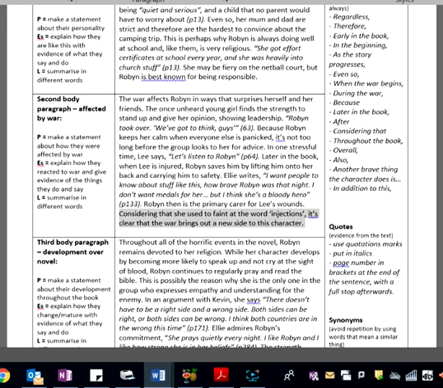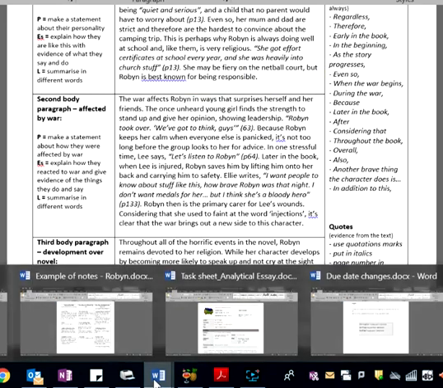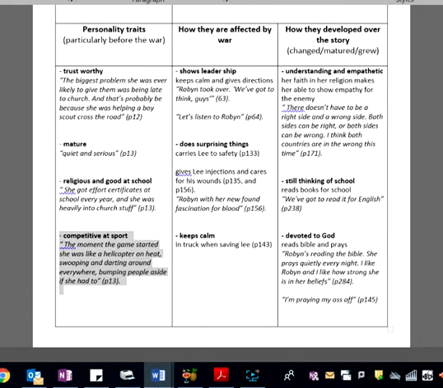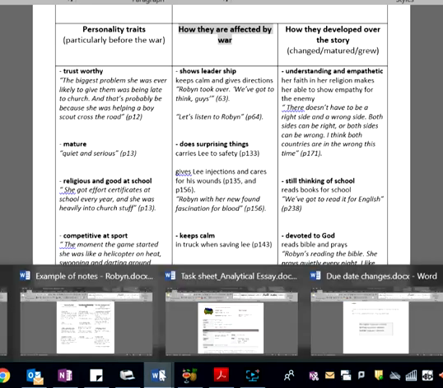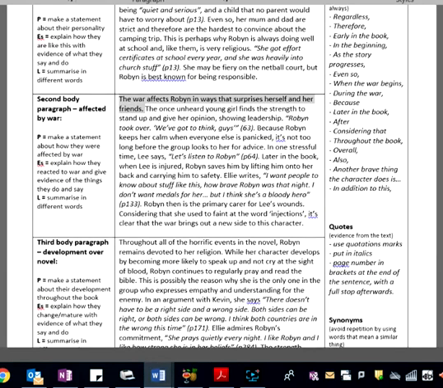So have I got a point sentence that makes a statement about how she's affected by war? The war affects Robin in ways that surprises herself and her friends. If we go back to my planning sheet, I've got that here. How is she affected by war? She shows some leadership, she does surprising things, she keeps calm. So I've used this as my main idea. Does some surprising things that no one really thought Robin could do. So yes, I've got my point sentence.